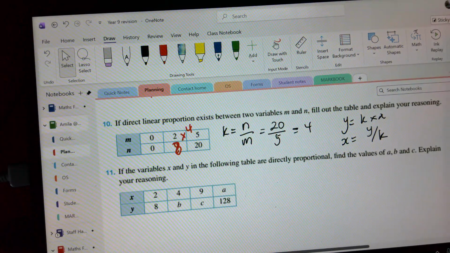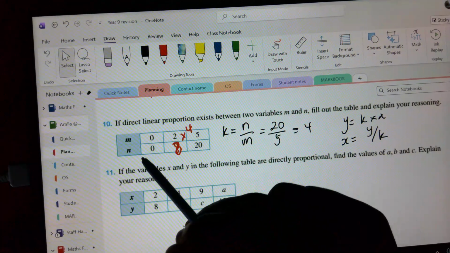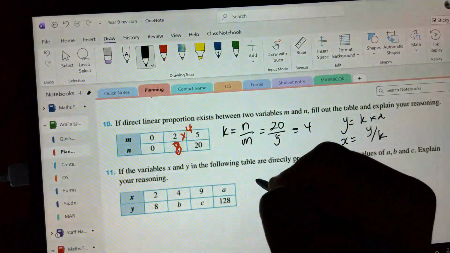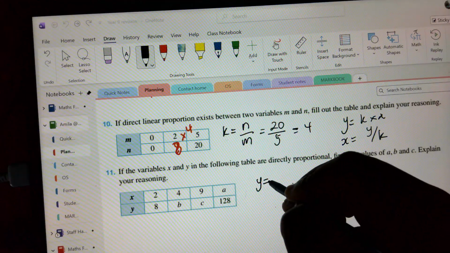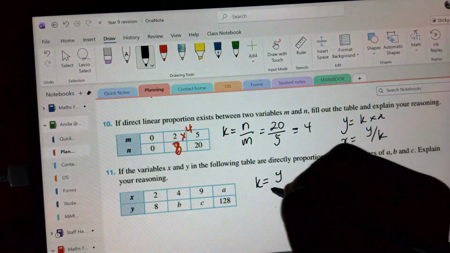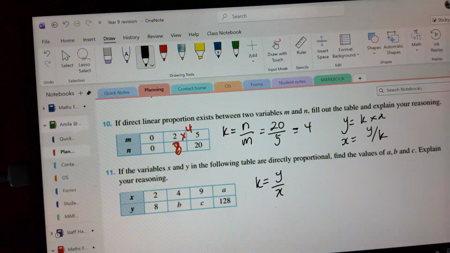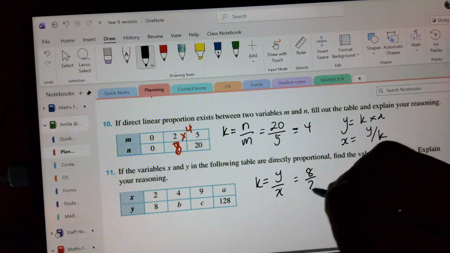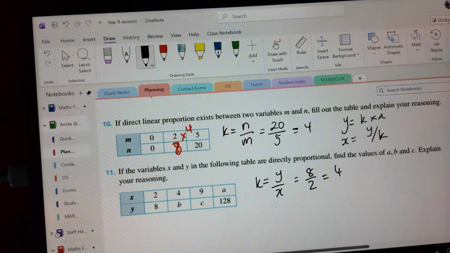For 11, find ABC. Again, I don't have the origin, so I can't say that these are directly proportional, but all I know is that the question tells me that the tables are directly proportional. So using that knowledge, I know that, if they're directly proportional, that means y divided by x should give me my k value. So I'm going to do 8 divided by 2, which again gives me 4.